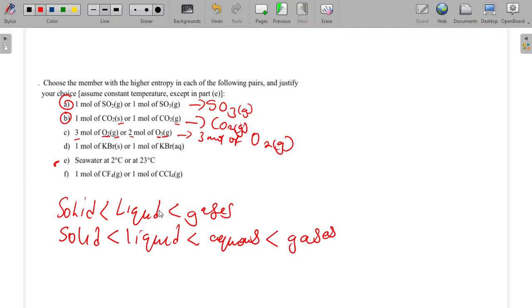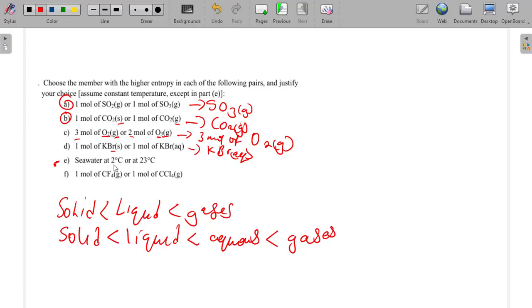Then we can go to part D. Part D, they are saying 1 mole of KBr as a solid, or 1 mole of KBr as aqueous. Following this order, you notice that aqueous has greater entropy compared to solid. Since the number of moles is the same, the one in the aqueous state is going to be the one with greater entropy.